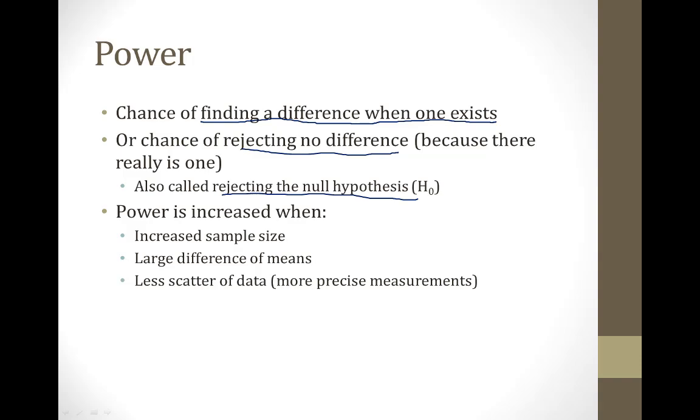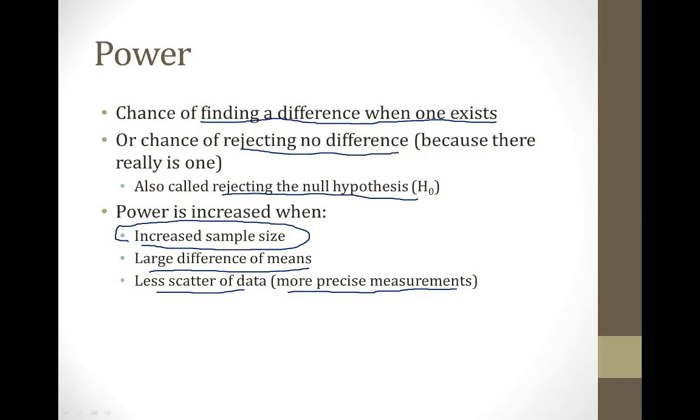So power is increased when you have more samples. So if you see a small difference between groups, but it's not statistically significant, it may be that you need to collect more samples. You can be more confident in a difference you find between groups when you have lots and lots of samples. If the difference between the means is very far apart, this increases the power.